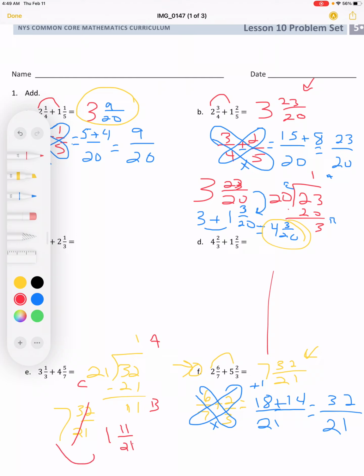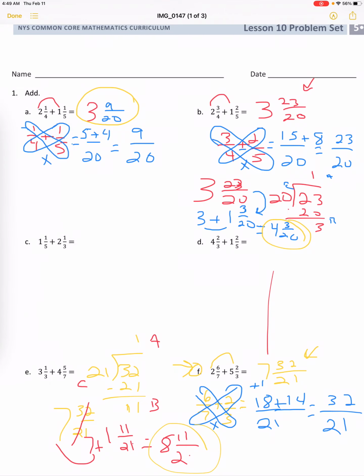And don't forget to bring down your whole number. 7 plus 1 equals 8. And 11/21 plus nothing equals 11/21. Okay? That is our answer. 8 and 11/21 for problem F. Okay? Hopefully, we have enough time to get to word problems.